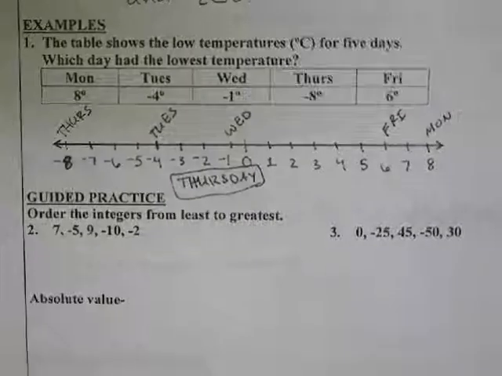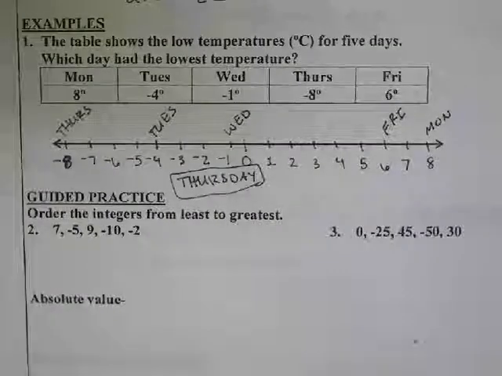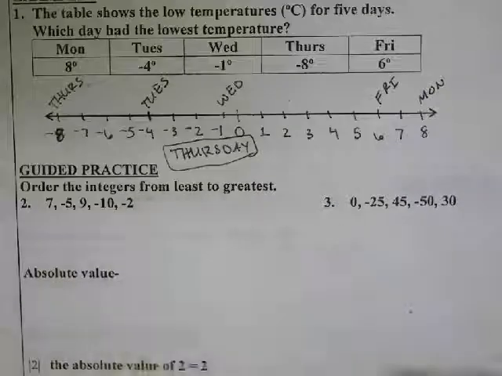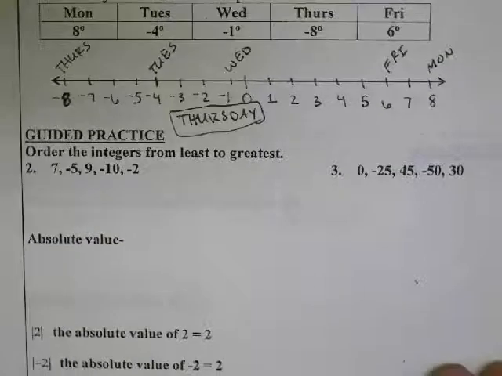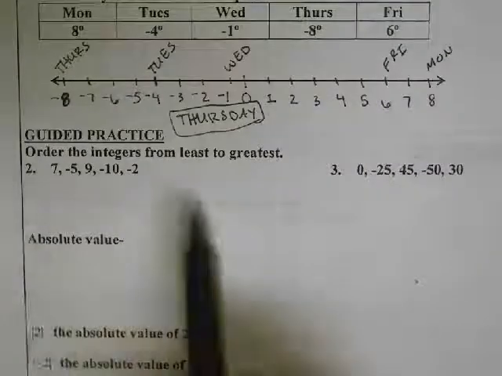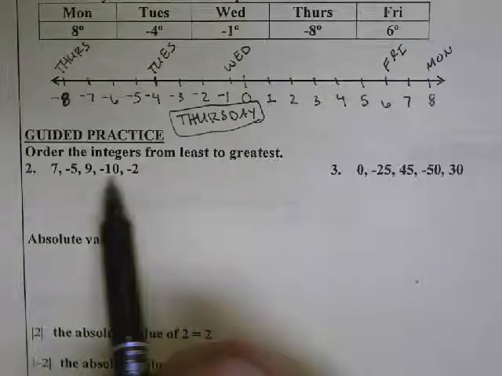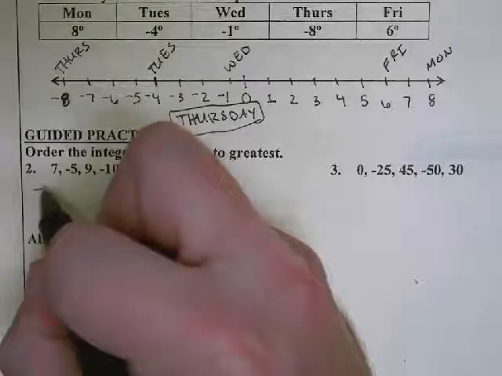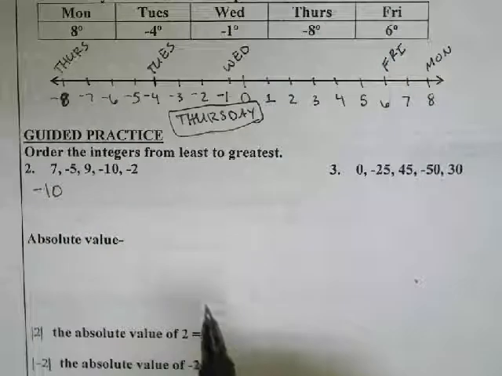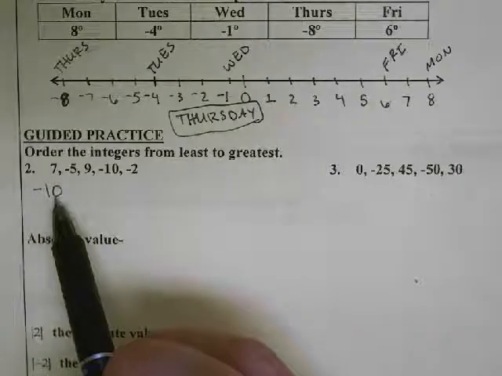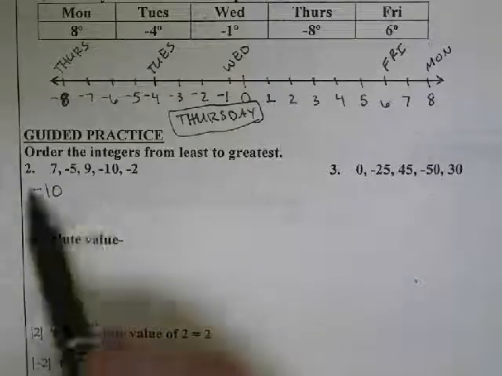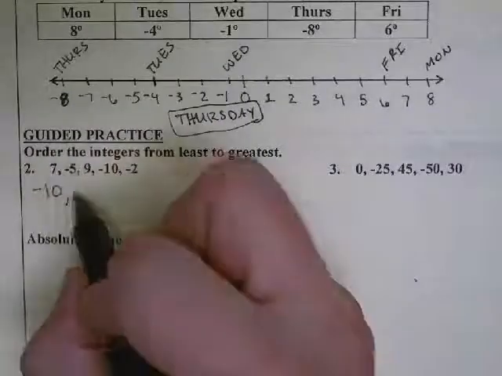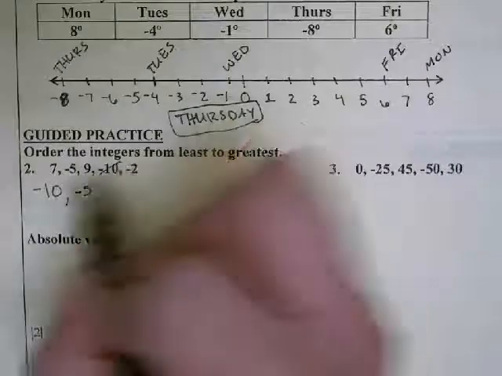Now let's order our integers from least to greatest. To do that, we'll start with the largest looking negative number. So we'll start with negative 10. This is the least number, the smallest number, because negative numbers are always smaller as we go further left. So we'll have negative 10, and then after that will be negative 5.